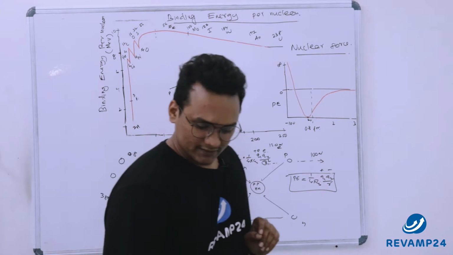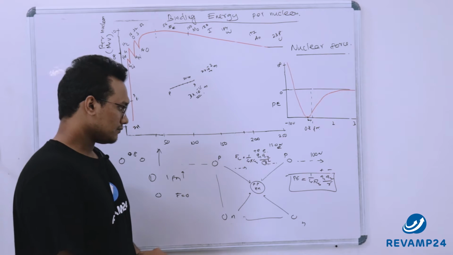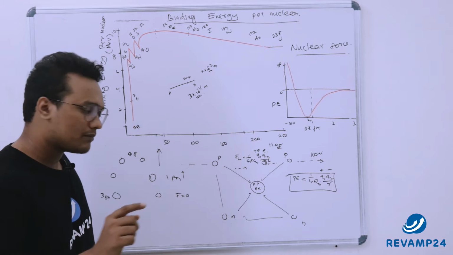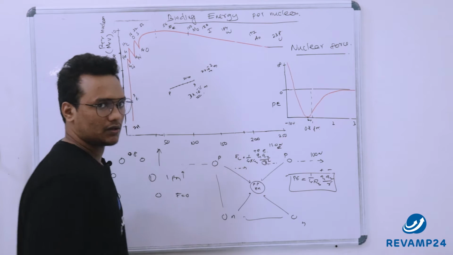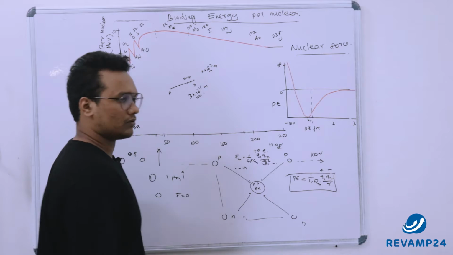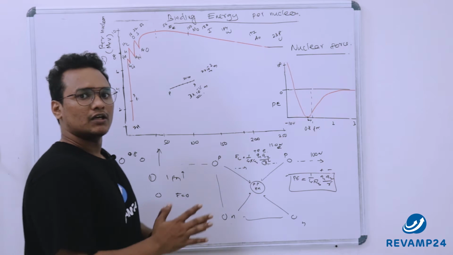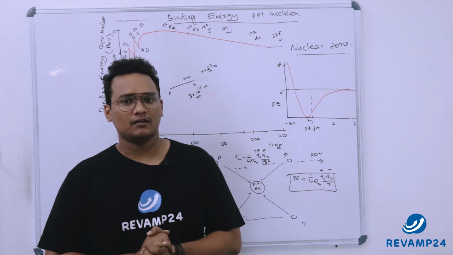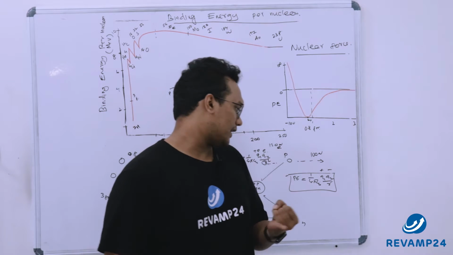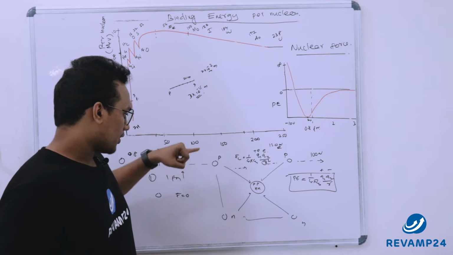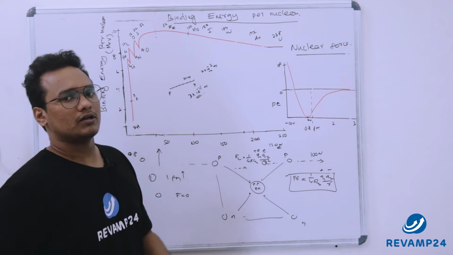So what are the properties of nuclear force here? One more thing I would say, that this nuclear force would be same in between proton and proton, and in between proton and neutron, and also in between neutron and neutron. So first property, nuclear force is the strongest force in nature. Second property, the nuclear force in between proton and proton, proton and neutron, and neutron and neutron is the same.